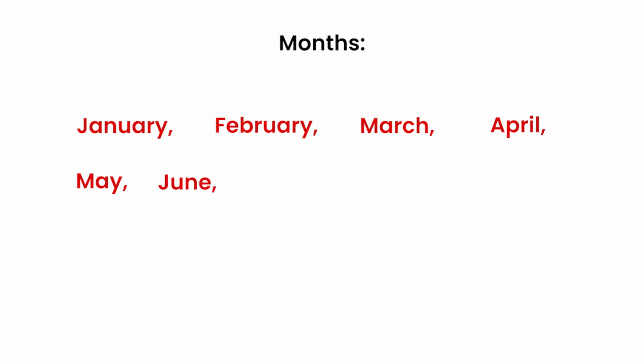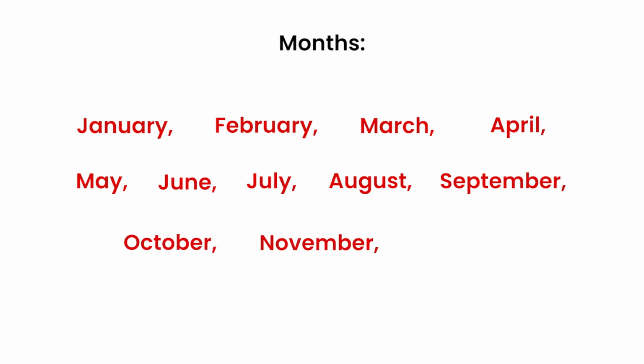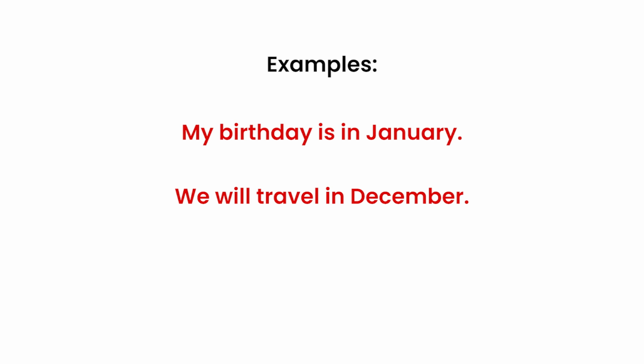Part 4. Months of the year. January, February, March, April, May, June, July, August, September, October, November, December. Examples. My birthday is in January. We will travel in December. The exam is in March.